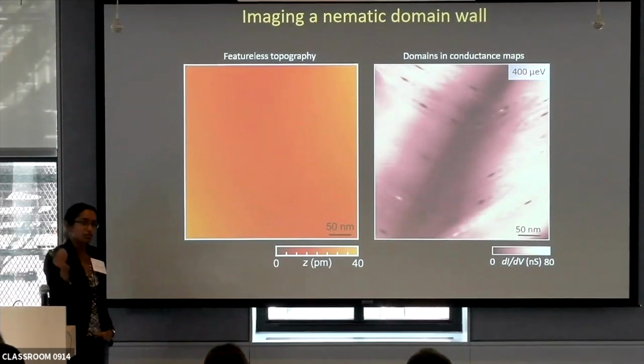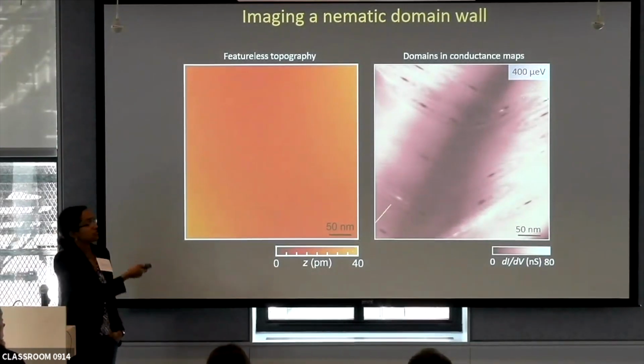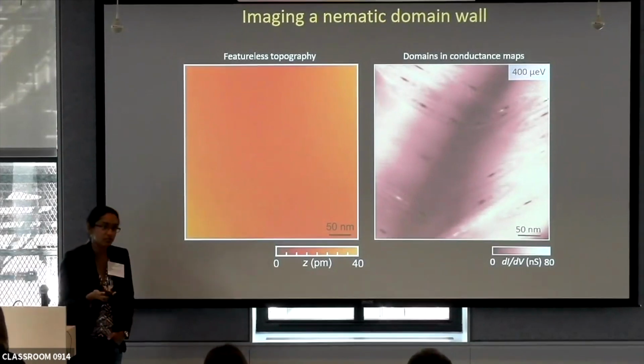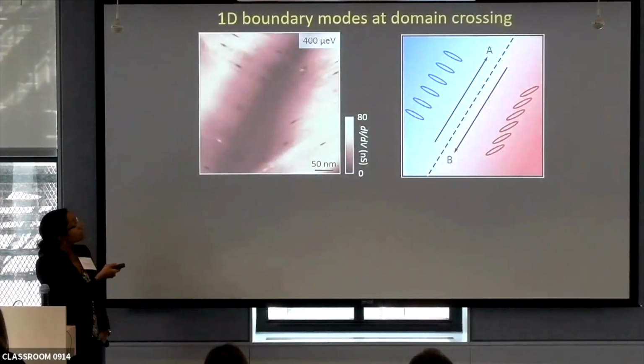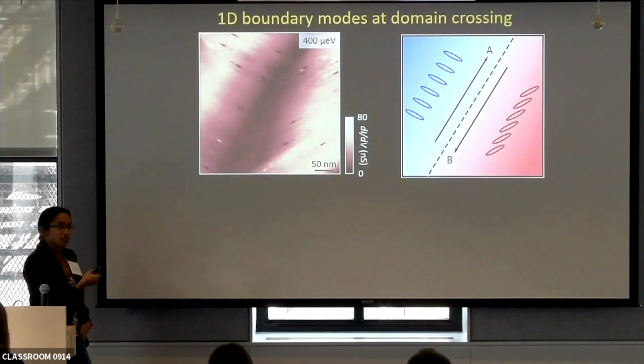So this is not a structural domain boundary. It's electronic, we see it just in the conductance maps when we take an image at one of these Landau levels. And so what we expect to say is, okay, if on one side we're occupying one valley and on the other side we're occupying a different valley, then we should have these one-dimensional modes that are valley polarized and counter-propagating.